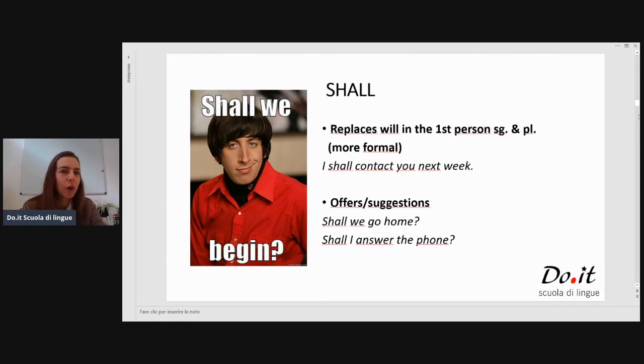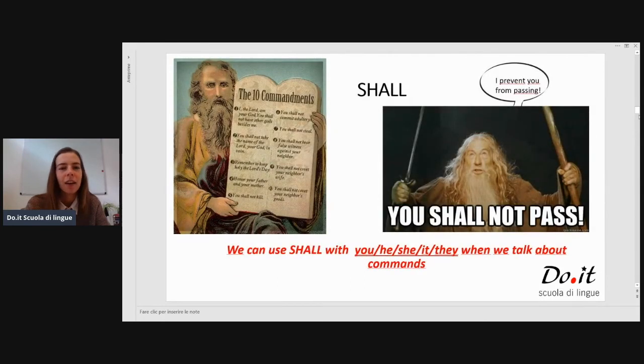For example, when you see your wife or your grandmother carrying a heavy shopping bag, you can ask her, shall I carry this for you? You know? So every time you want to offer help, you can use shall. All right, so shall we begin, as the meme says?